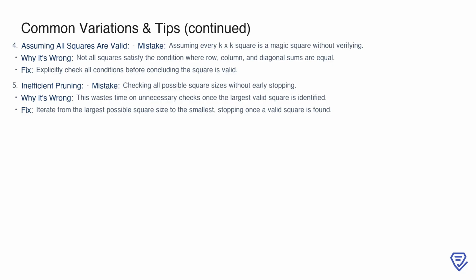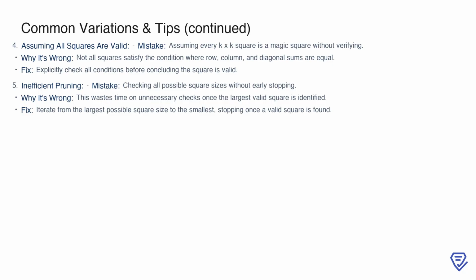Another mistake to watch out for is assuming that all kxk squares in the grid are valid magic squares without explicitly verifying them. This can lead to incorrect results because the condition that row, column, and diagonal sums must all be equal doesn't hold for all squares. To fix this, you need to explicitly check these conditions for every square you consider.